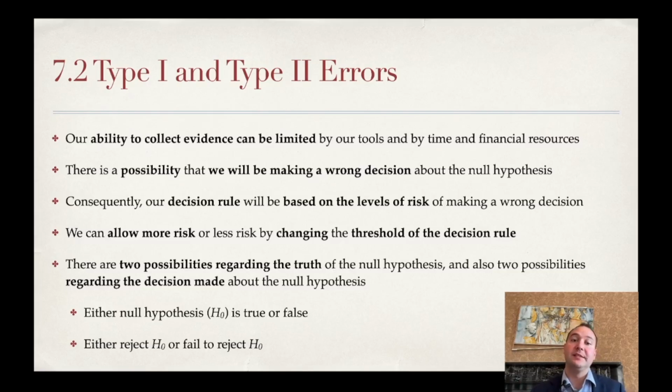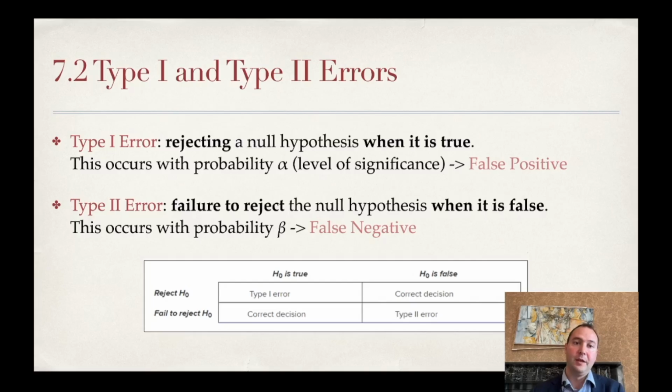There are two possibilities about the truth of the null hypothesis, and also two possibilities about the decision we make about the null hypothesis. Either the null hypothesis is true or false. In actuality, we may never know if it's actually true or actually false. However, those two cases exist. It's either true or false. Also, our decision is either to reject or fail to reject our null hypothesis. Because of that, in some cases, we make a mistake, we make an error.